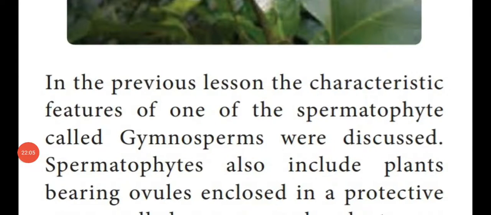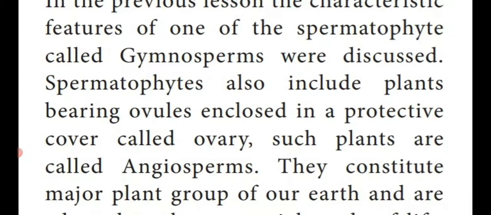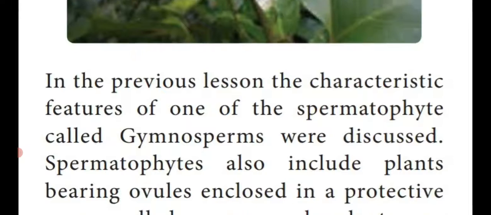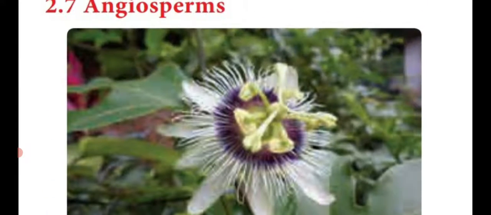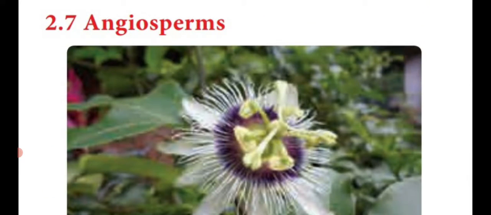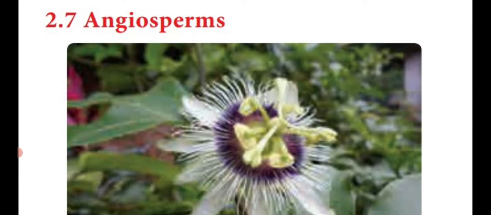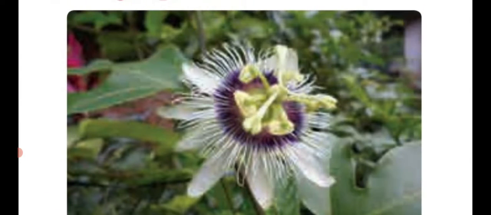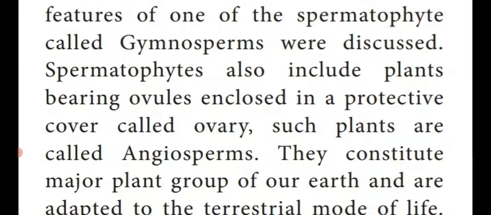Dear students, up to this we have seen the general characteristic features of gymnosperms and their life cycle. Now we are going to see another division of phanerogams, said to be angiosperms. Angiospermic plants are advanced plants. That means flowers are produced as a reproductive organ with two different sex organs, male and female sex organs. So these angiospermic plants are known as spermatophytes.